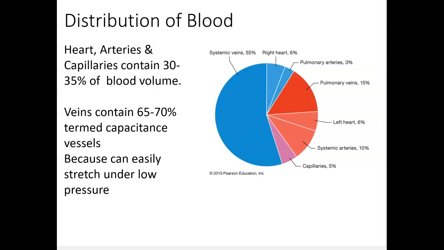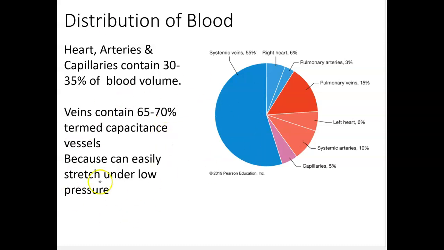Hello, in this lecture, we're going to look at blood flow physiology. I wanted to start with this slide because I couldn't remember if I had it on the last lecture or not. So just a quick comment, when we look at the distribution of blood, if you were to take a sample at any given moment, notice that most of it is in the veins.